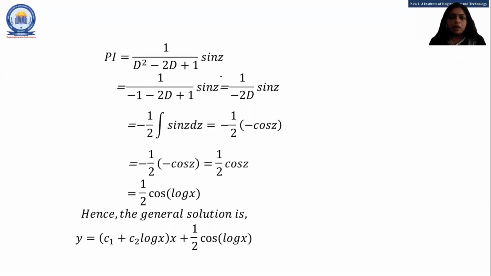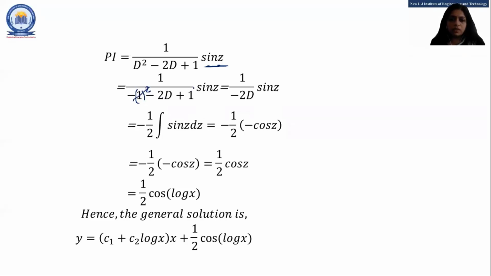So for PI, 1 upon the function of d, that is 1 upon (d square minus 2d plus 1) into sin z. Students, as per the second case of PI, if your right hand side is a trigonometric function, sine or cos, at that time we put the multiple of z in d square only, and we put a minus sign before that, right? So here the multiple of z is 1. So I'm putting here 1 square with a minus sign before that. So this one is minus 1, minus 2d plus 1, keep it the same.